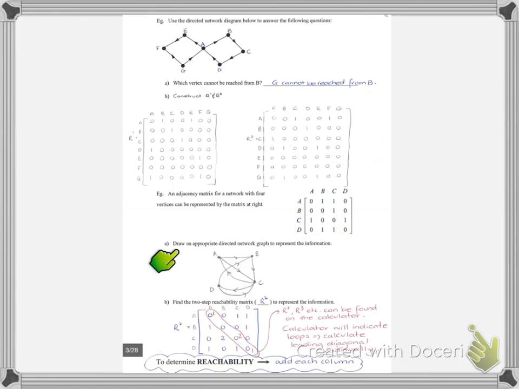Now just examine this 2-step reachability matrix based on the diagram and see if it makes sense. We can see that, for example, we can reach from A towards C in 2 steps, and this one tells us there's one way to do that. So up here, if I reach from A to C in 2 steps, here is a 2-step path that does it, and it looks like that's the only 2-step path. So that's why I've got a 1 there.